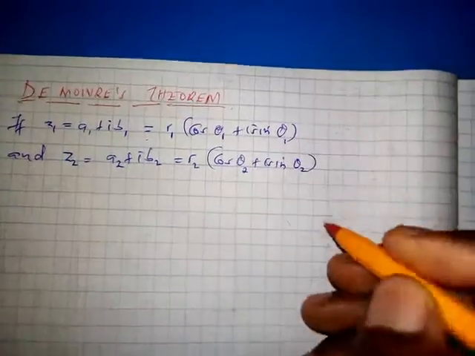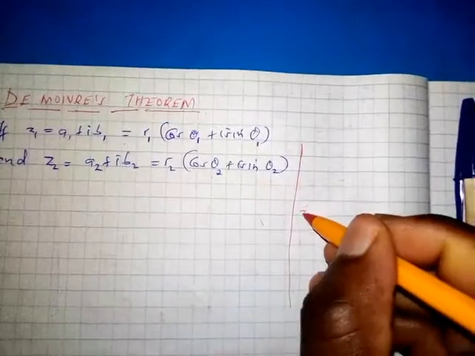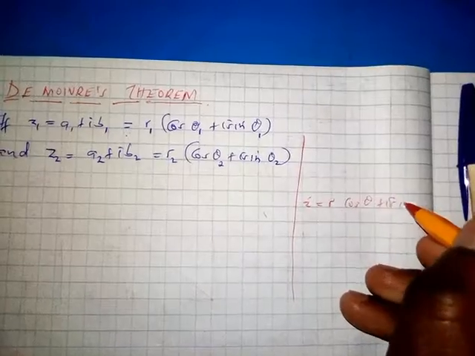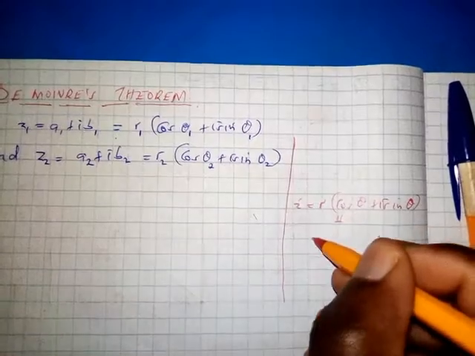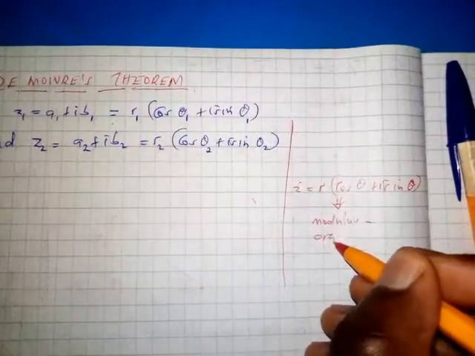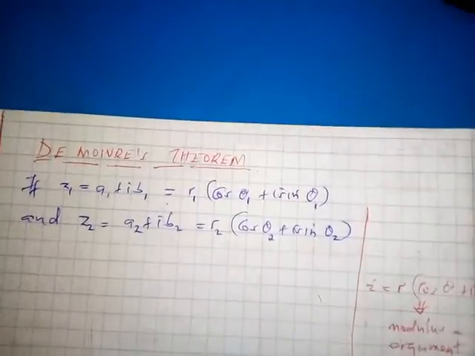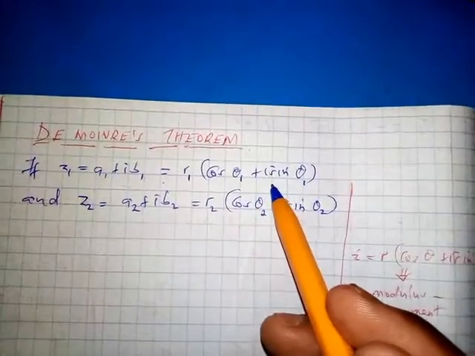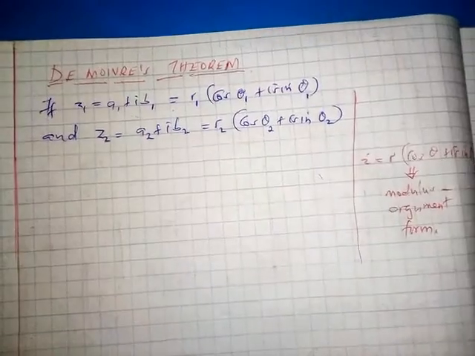Remember the relationship that exists between R and Z. Z is equal to R (cos theta plus i sin theta). This is in modulus-argument form, and that's why we have said that Z1 is equal to R1 (cos theta 1 plus i sin theta 1). Okay, so we continue.